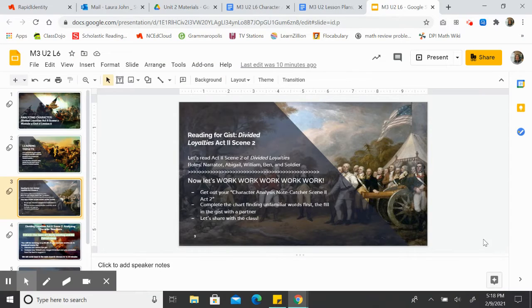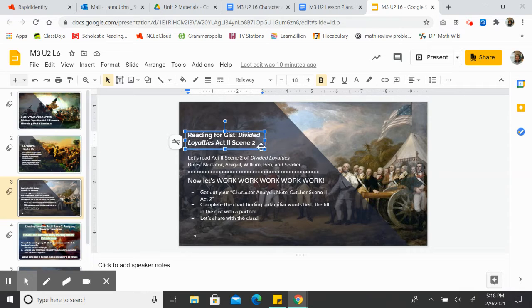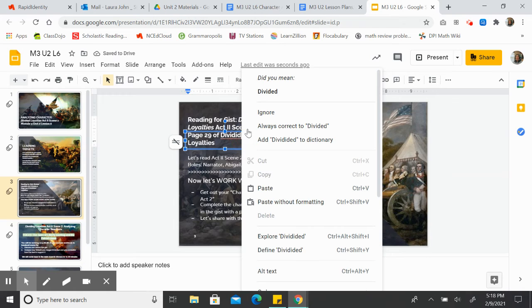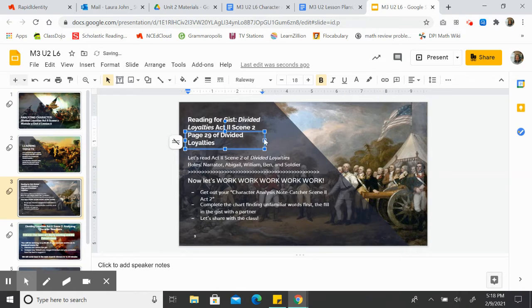And you know what, guys? I just realized I did not put that in here. So I'm going to write that in. Module workbook. Oh, not module workbook. What am I thinking? Page 29 of Divided Loyalties. And look at my spelling. Good heavens, you guys. Okay, there we go.